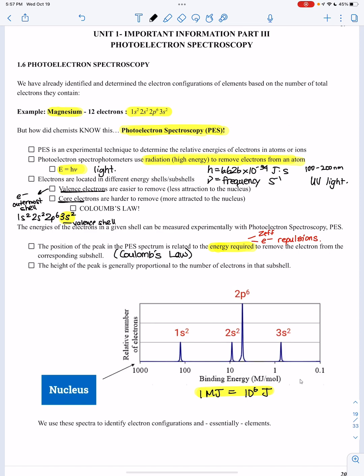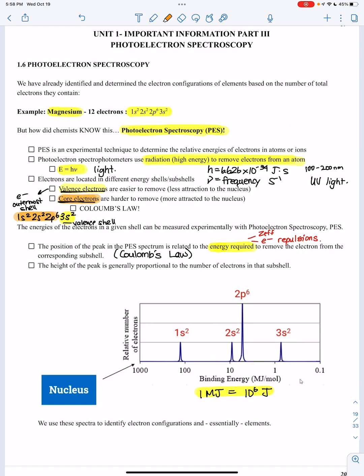The core electrons, which are on the inside, I'm going to try and color-code it here, are harder to remove. They are more attracted to the nucleus. They're closer to the nucleus. It's going to require more energy to remove them. So just keep that in mind as we look at photoelectron spectra.